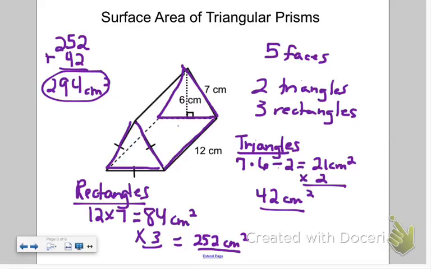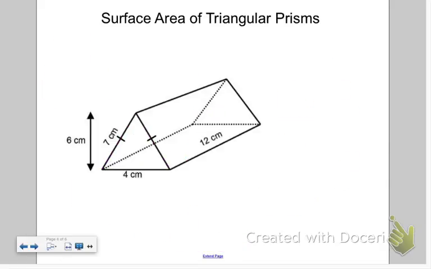Alright, let's do another one. Take a look at this triangular prism. Notice now we have only 2 dashes. That means that these 2 sides, this side here and this side here, are the same, but this side is different. So we have 7 here, 4 at the bottom. That means that we have an isosceles triangle. 2 sides are the same, one side is different.